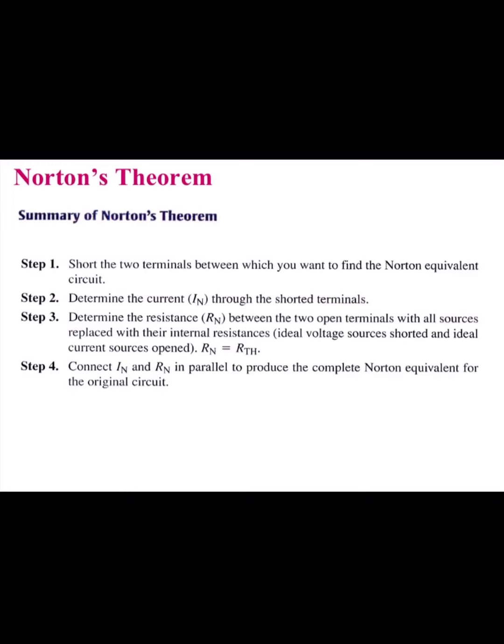So Rn and RTH are the same because the process is the same. The only difference is in finding VTH and IN. These are the two differences. Then after that, once we find IN and Rn, we will connect IN and Rn in parallel. That will give us the Norton equivalent circuit.